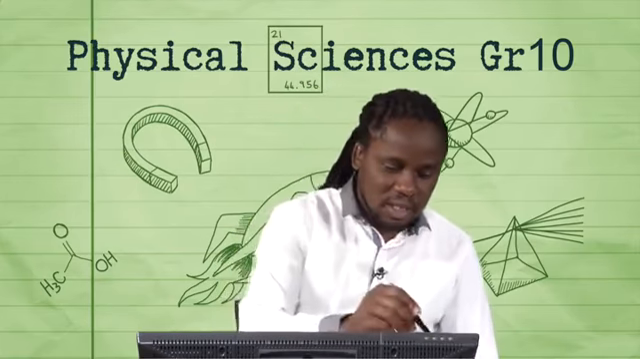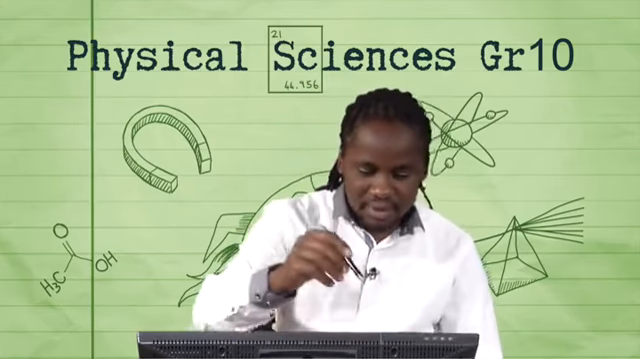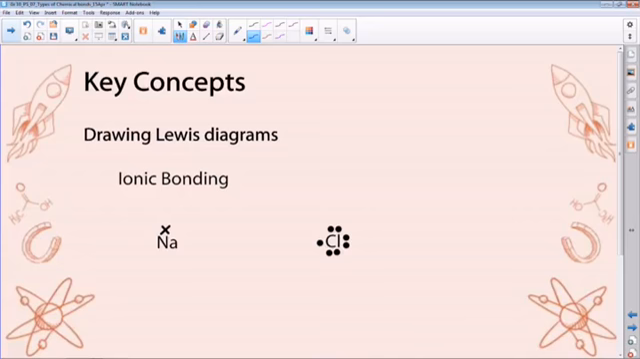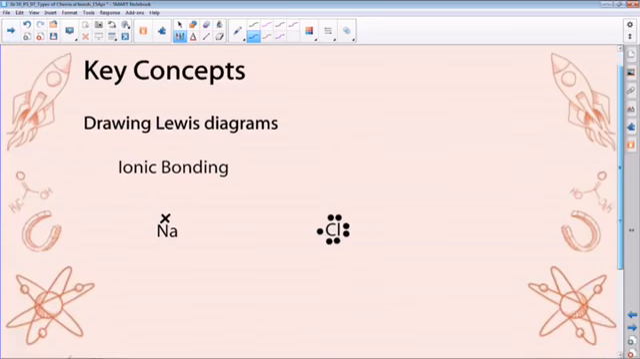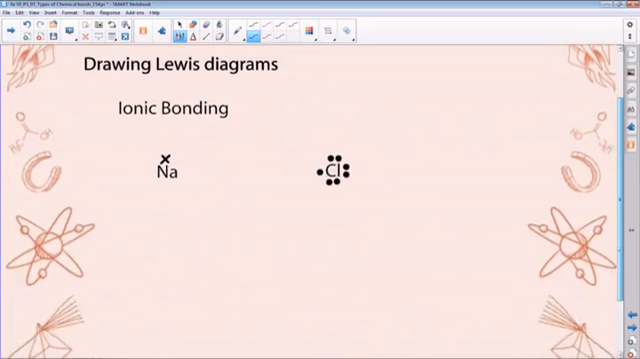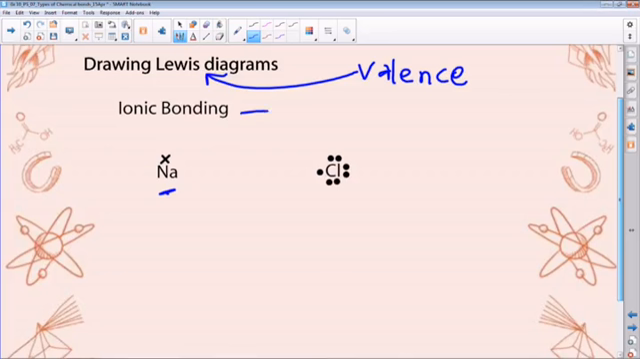Right. Let's look at the first type directly now. We want to show what exactly happens in ionic bonding. This is the Lewis diagram for sodium. If you look at sodium, it has 1 valence electron. Remember, the word valence has a lot to do with the Lewis diagrams, because it doesn't mean there's only 1 electron. There are more electrons than that, but at the highest energy level, only 1 of them. So ionic bonding has a lot to do with the transfer of electrons.